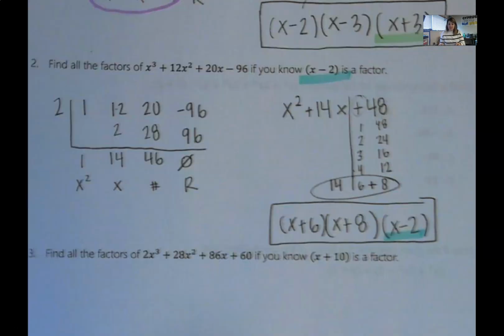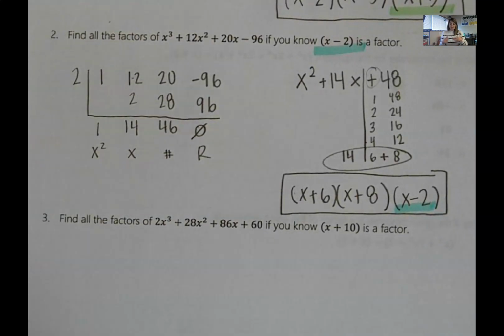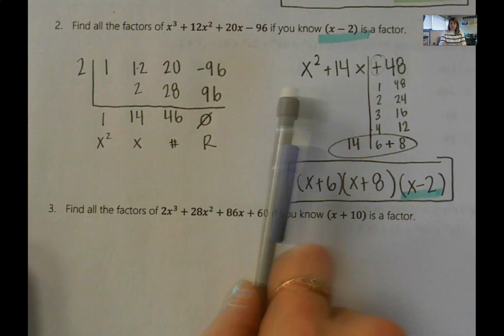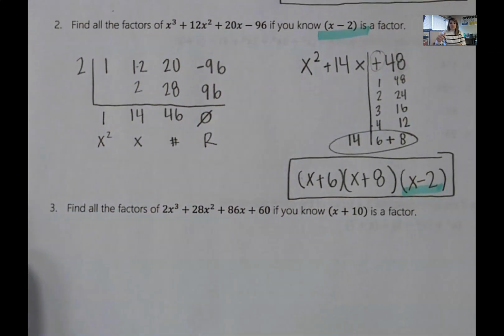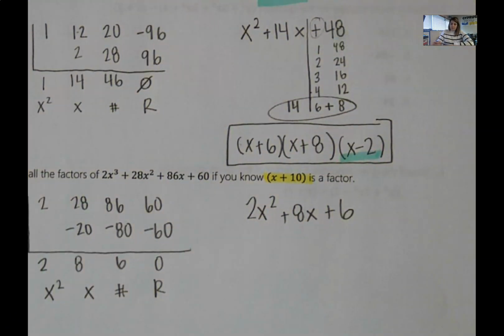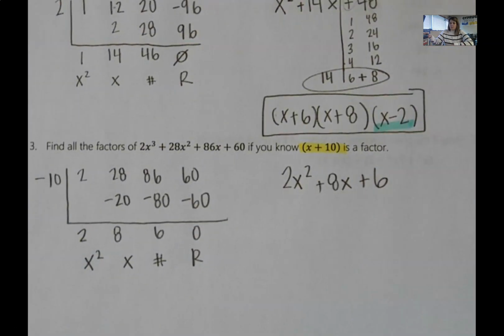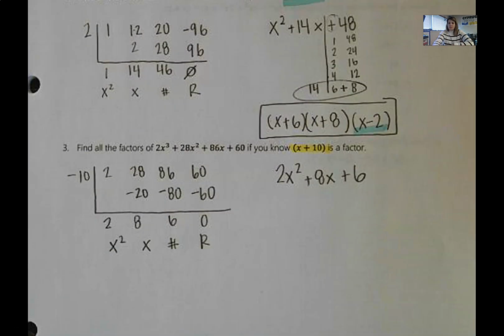Okay, this next one is a little bit more complicated. Once again, I want you to pause and see if you can get the trinomial on your own. So just go to the trinomial and then we'll join each other and I'll show you how to solve this one because it's a little bit different. Okay, so I end up getting a trinomial of 2x squared plus 8x plus 6.